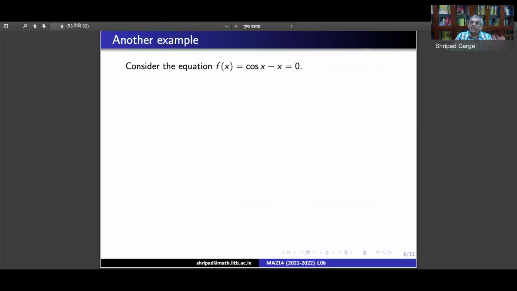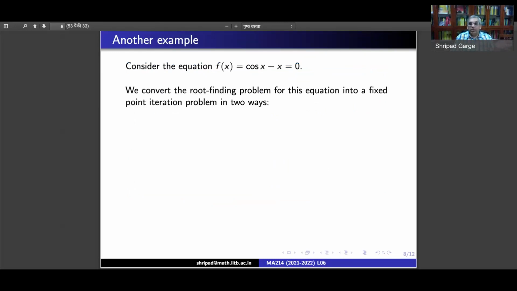So we are looking at cos x equal to x, and therefore we convert this root finding problem into a fixed point iteration problem. Cos x equal to x would be one very natural way that you can convert it into a fixed point problem. So that is our first way. And the second way is that we are going to use Newton and Raphson. So that will be x minus the function on the numerator, which is cos x minus x, and the denominator is minus sin x minus 1.